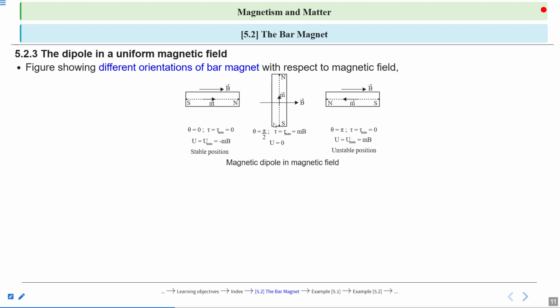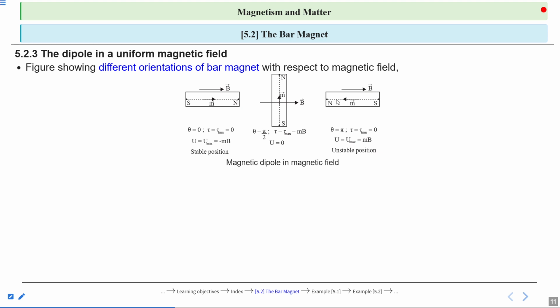So this is the maximum value of the torque which is acting on this bar magnet, which is mB, and U will be equal to 0 because cos 90 is 0, so U is 0 here. We also took this as the reference condition for the potential energy derivation. Got it?